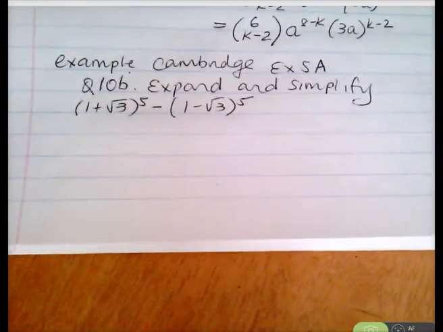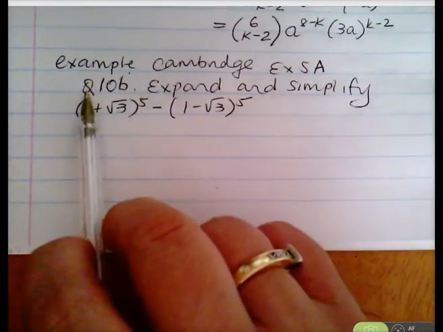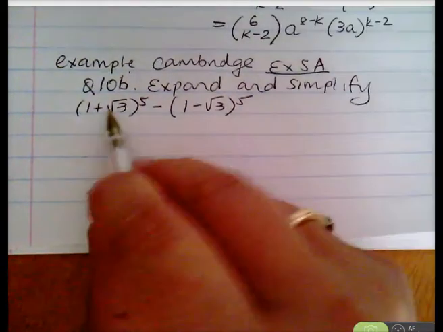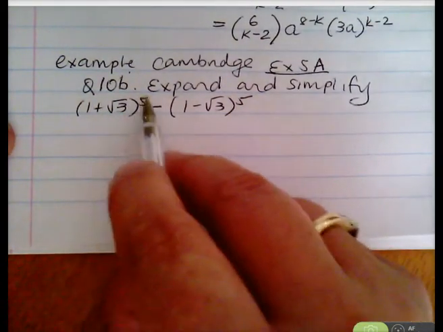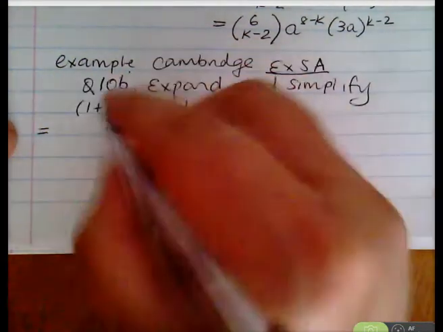Okay, from Cambridge exercise 5a, it's similar to question 22 in your exercise. It's question 10b from exercise 5a. Expand and simplify the following: 1 plus root 3 to the power of 5, take away 1 minus root 3 to the power of 5. So let's do the first expansion.